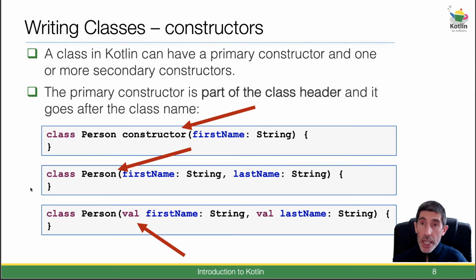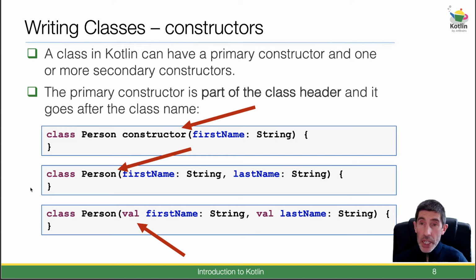When writing classes, the terminology is the same as Java, particularly constructors. A class in Kotlin can have a primary constructor and one or more secondary constructors. Most of the time the primary constructor will do, but we have the flexibility, if we need, to have other constructors to complement the main primary one. The primary constructor is part of the class header, which is very different to Java, and it goes after the class name, like so. Here we have our class Person that we're going to declare.